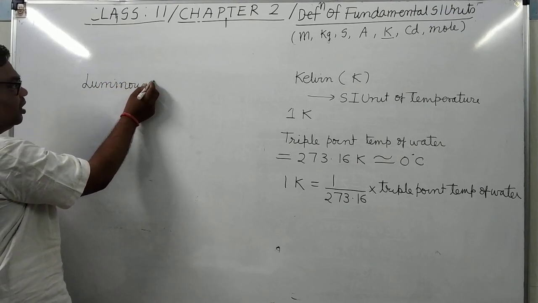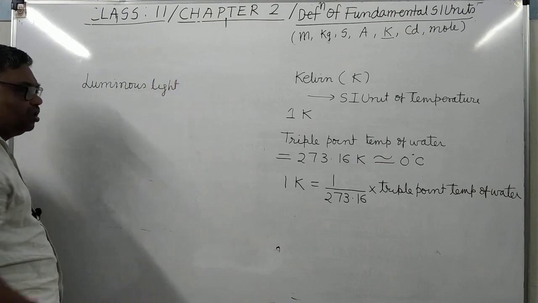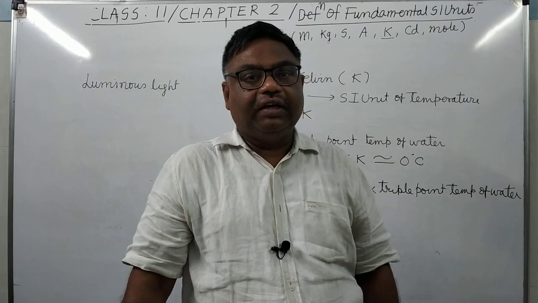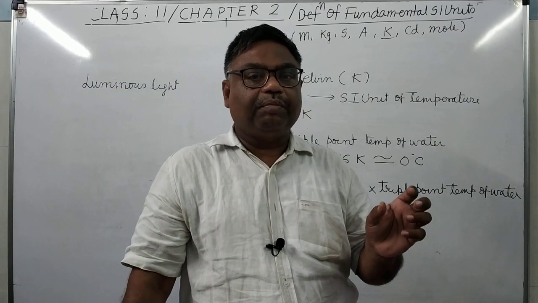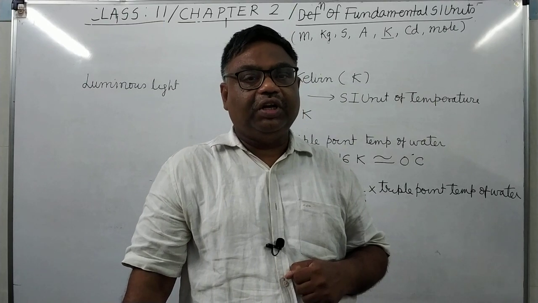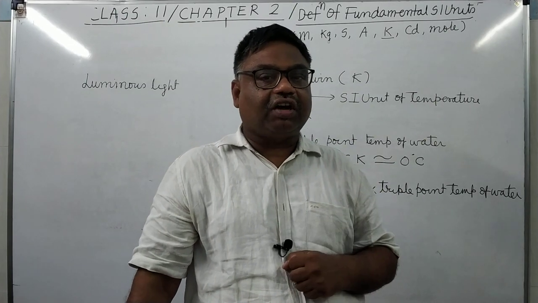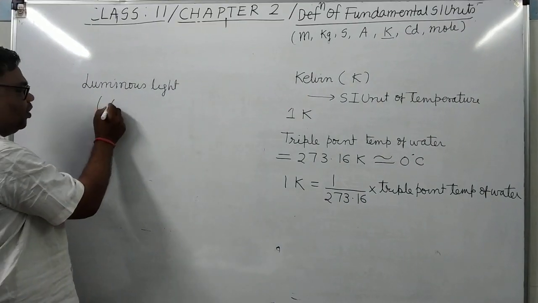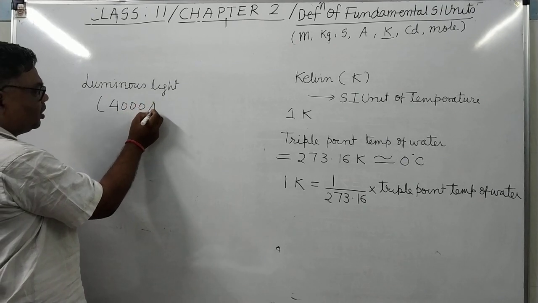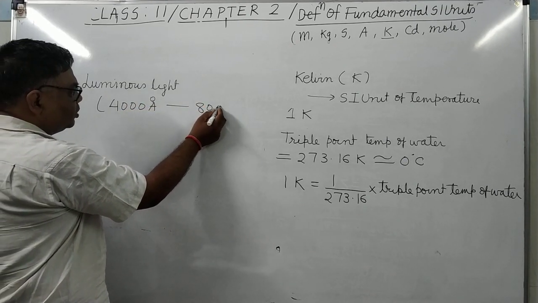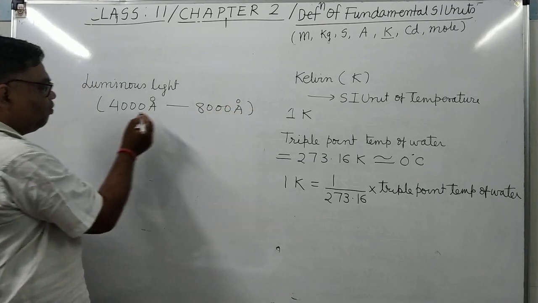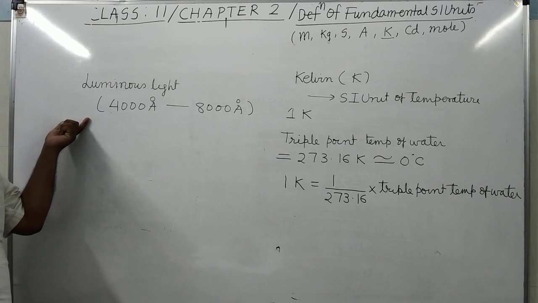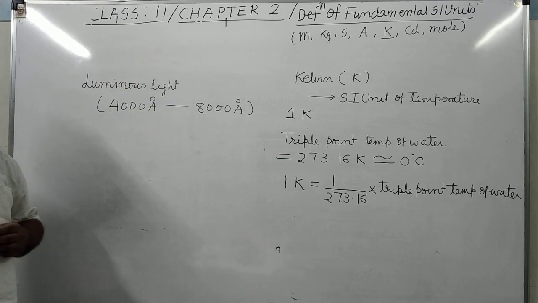You can see here two tube lights are working in this room. These two tube lights do not emit light that is all luminous light. Luminous light means that which produces the sensation of vision. And as we know, luminous light in terms of wavelength ranges from 4000 angstrom to 8000 angstrom. Radiations with wavelength smaller than this are ultraviolet, and those greater than this are infrared radiations.